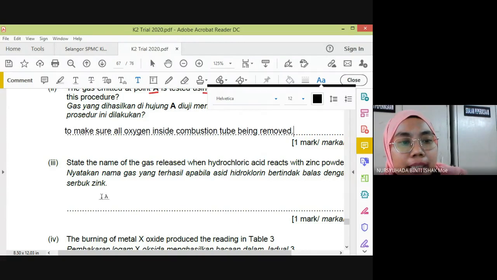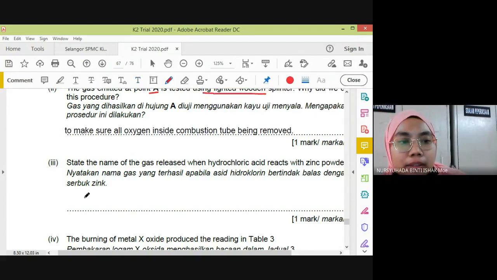Okay, next. State the name of the gas released when hydrochloric acid reacts with zinc powder. So what gas was it? Hydrogen. Very good.